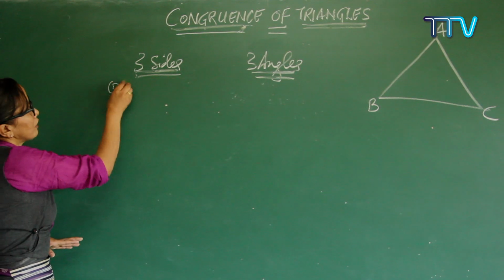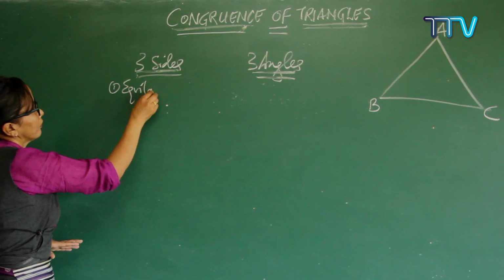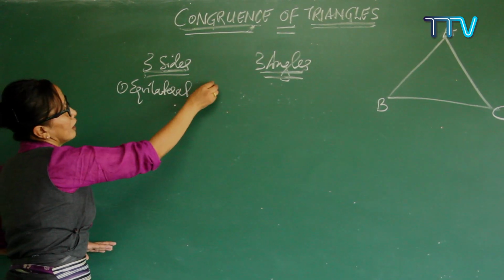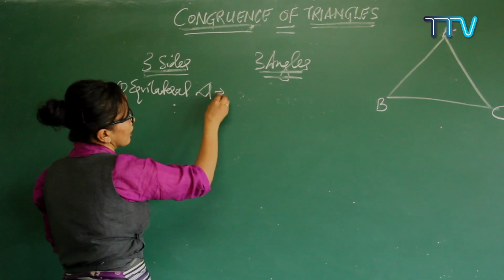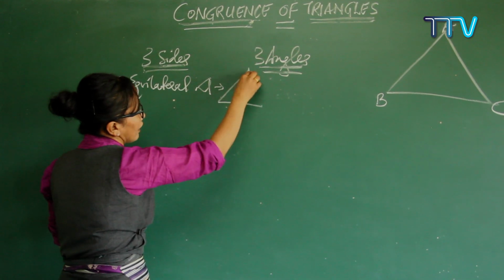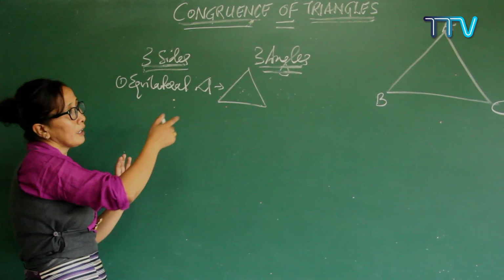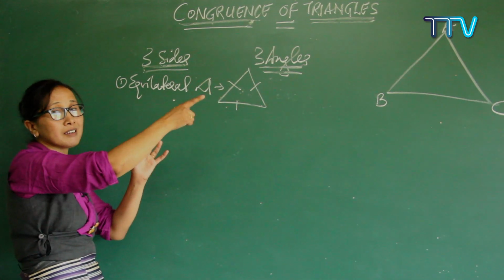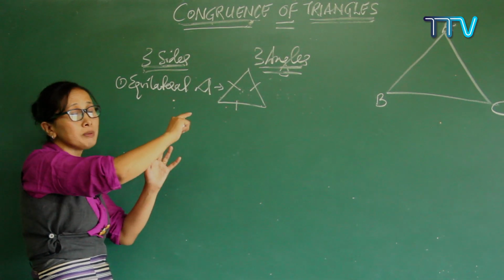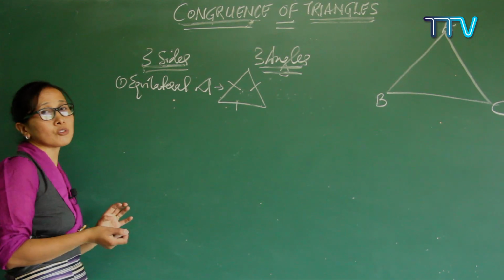First one is the equilateral triangle. Equilateral, I'll write it in this way. What kind of triangle is it? You can get it here, this is the shape of the triangle. In a triangle, if all three sides are exactly equal, if three line segments are exactly equal, it is called an equilateral triangle.